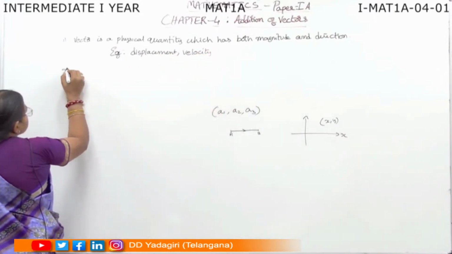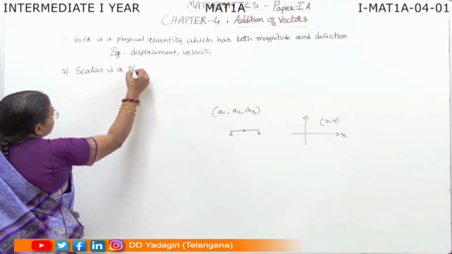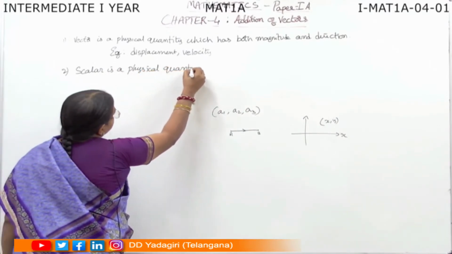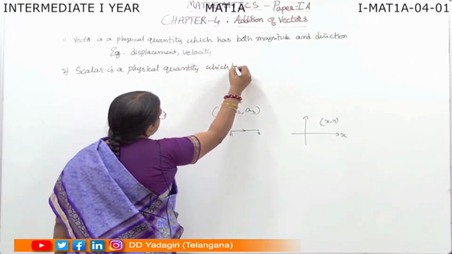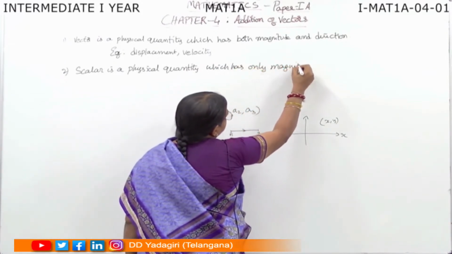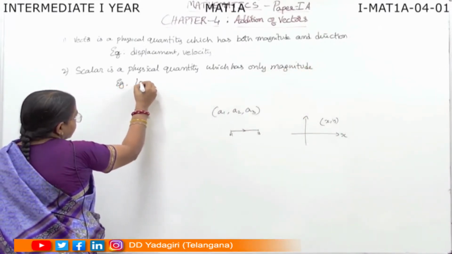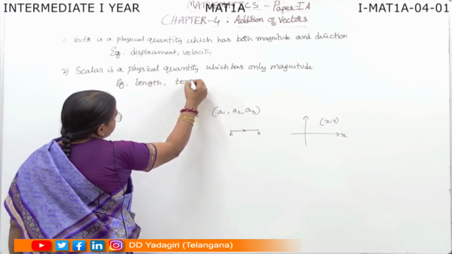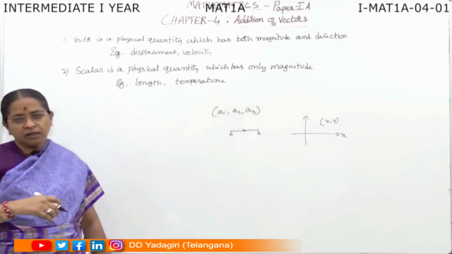Okay. Now next is scalar. Scalar is a physical quantity which has only magnitude. Examples are length, mass, temperature. So these are the scalars.